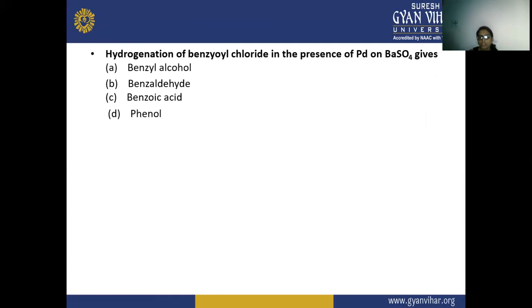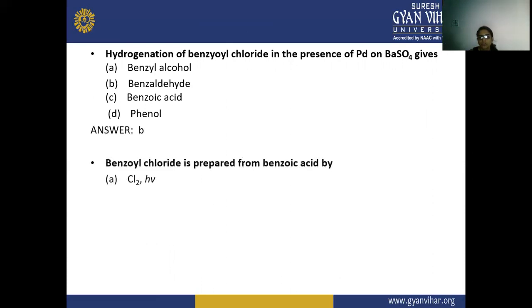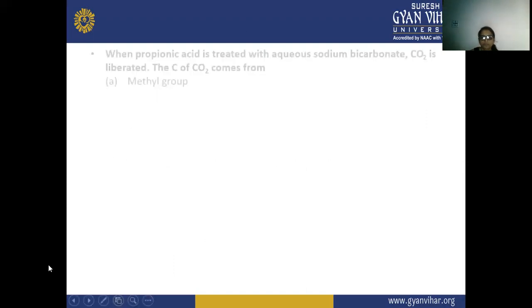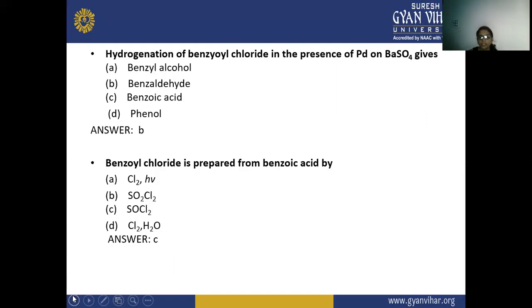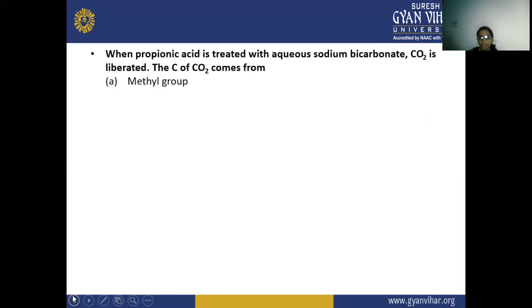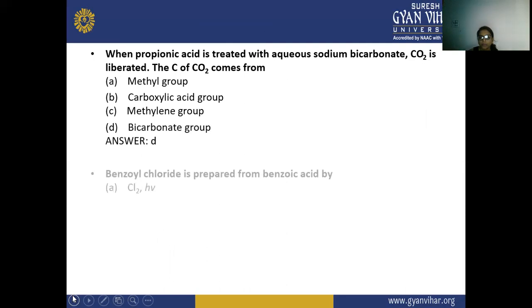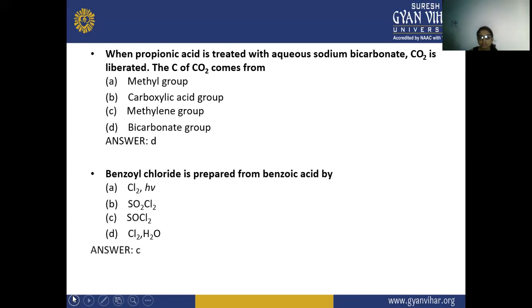Hydrogenation of benzoyl chloride in the presence of Pd on BaSO4 gives B, that is benzaldehyde. Next, benzoyl chloride is prepared from benzoic acid by SOCl2. Next, when propanoic acid is treated with aqueous sodium bicarbonate, CO2 is liberated. The C of CO2 comes from the bicarbonate group.